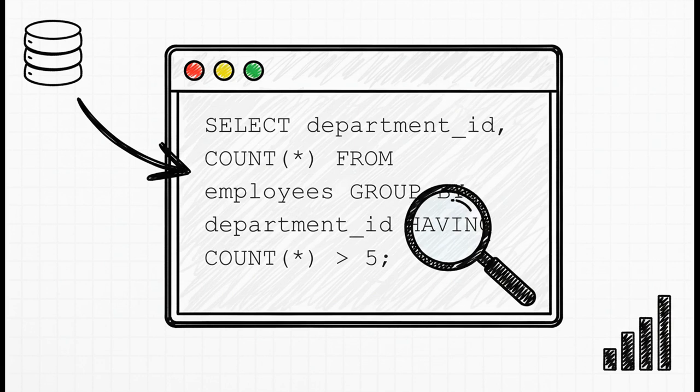It's pretty straightforward when you break it down. First, we group by department ID. That bundles everyone up into their little department groups. Then, the magic part, having count star greater than 5. That looks at each of those newly formed groups and asks, hey, are you bigger than 5? If the answer is yes, it makes the cut. This pattern, you're going to see it a lot, for sure.